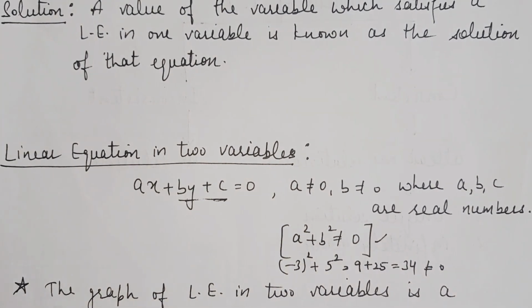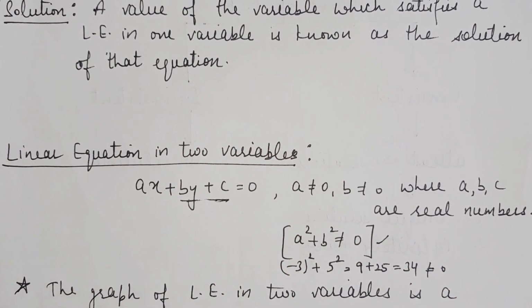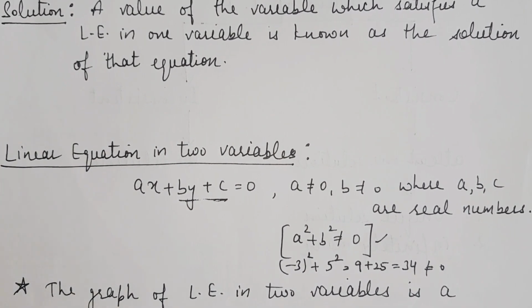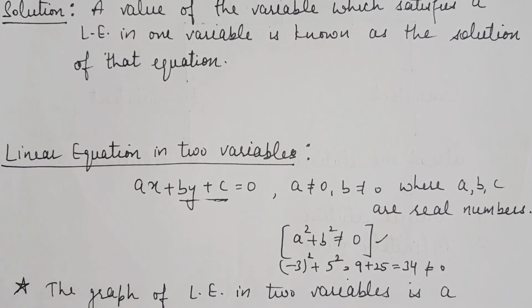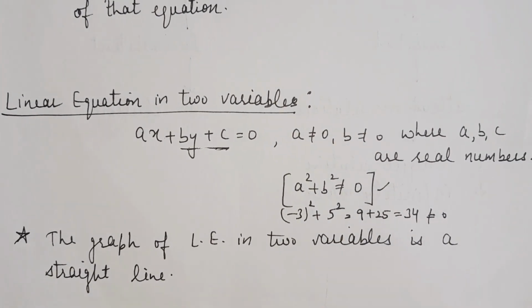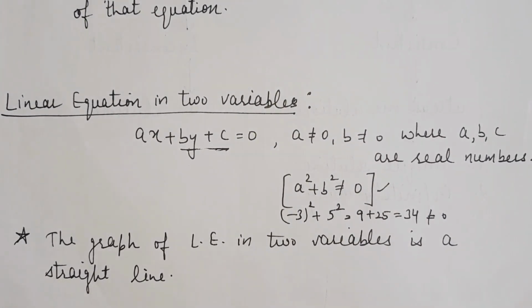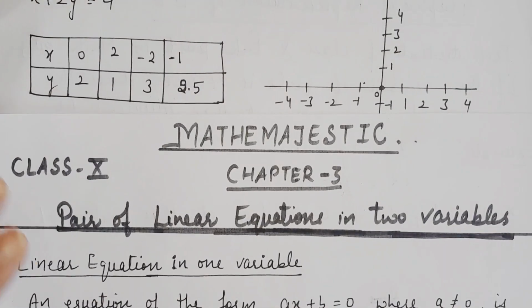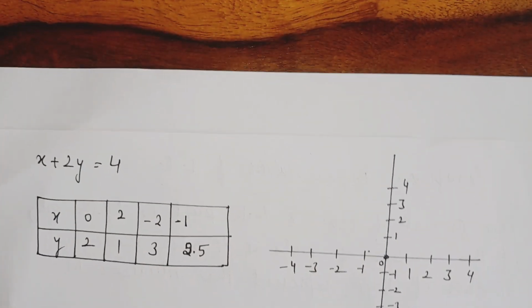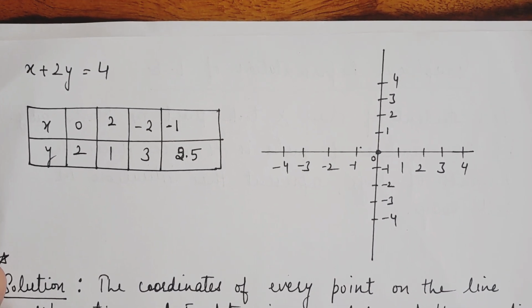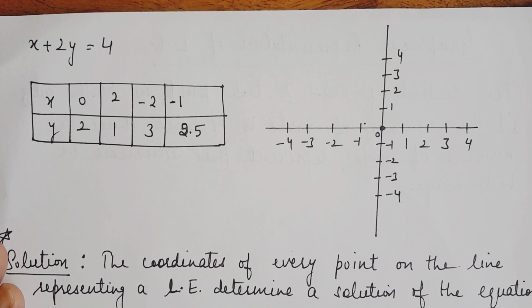Now we will discuss the graph of the linear equation. How will the graph of a linear equation in two variables look? The graph of a linear equation in two variables will look like a straight line. So how is it so? I'll show you how we draw the graph of a linear equation in two variables. Suppose this is the linear equation: x plus 2y equals 4.